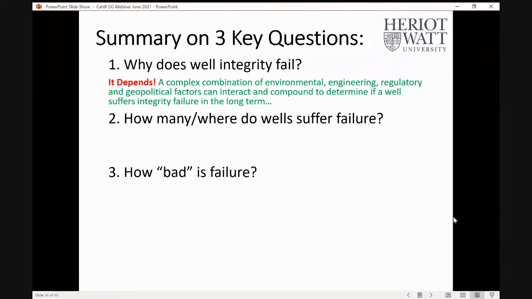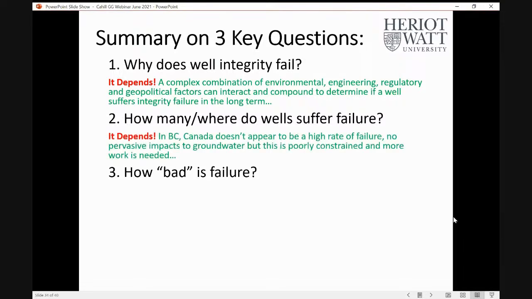And so we're not going to find a silver bullet here to fix this, or to mitigate it. It's very complex, and it really is going to depend regionally. So we need to think about that and try to keep improving our understanding. Where do wells suffer failure? Again, it really does depend. In British Columbia, Canada, there doesn't appear to be a high rate of failure, certainly compared to some other regions, but it's not pervasive, and there's certainly not pervasive impacts to groundwater.